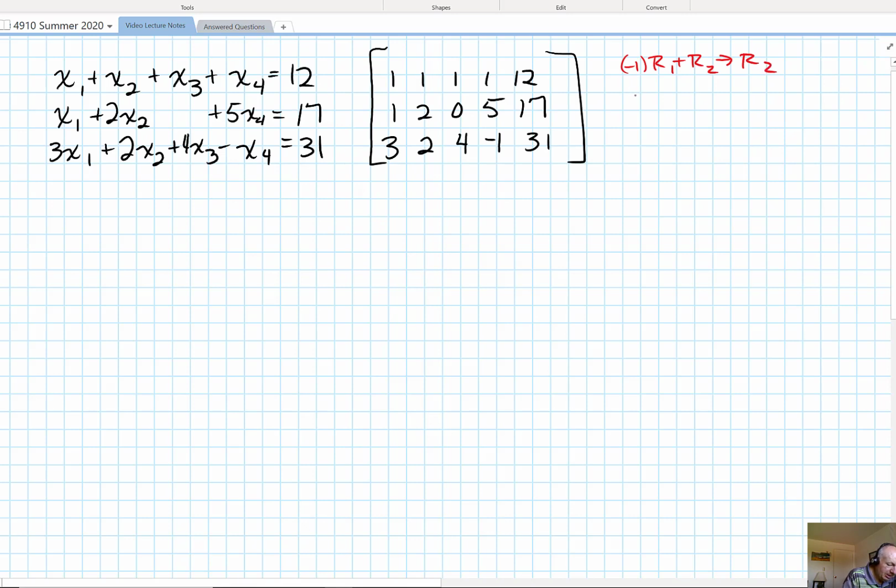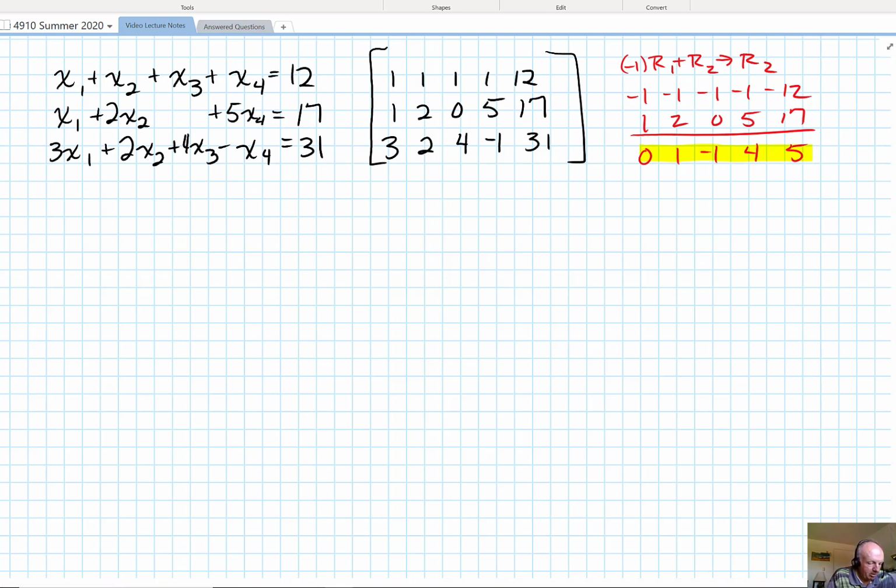So -1, -1, -1, -1, -12. Row 2 is a 1, 2, 0, 5, 17. 0, 1, -1, 4, and a 5. Since we're on live TV, hope we don't make a mistake. But that will be our new row 2.